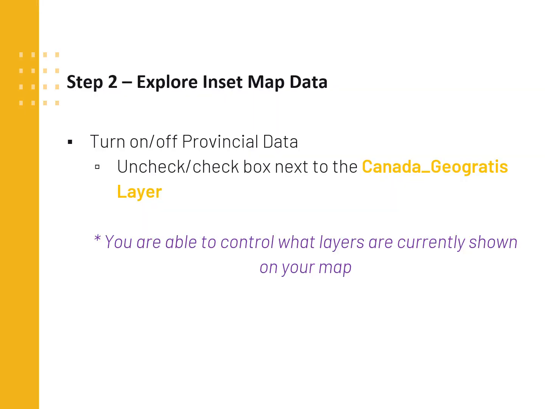Next, we're going to explore the inset map data. So what I'd like you to do is to turn on and then off the provincial data. To do this, you're going to uncheck and then check the box that's next to the Canada GeoGratis layer. Okay, so basically you're able to control what layers are currently being shown on your map. It's also important to notice the name of this. When I downloaded this data, I changed the name to be something meaningful, giving me some indication of what the data is. Canada indicates it's data for all of Canada, and GeoGratis was the website where I downloaded the data from originally.